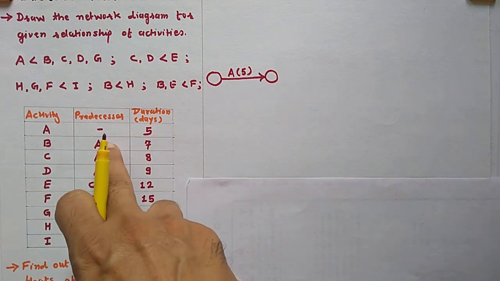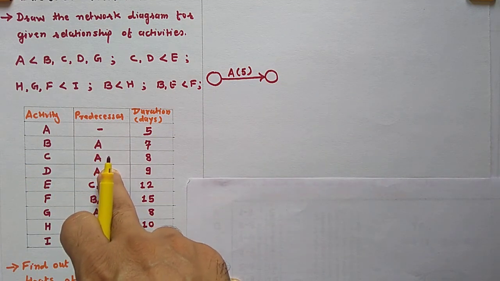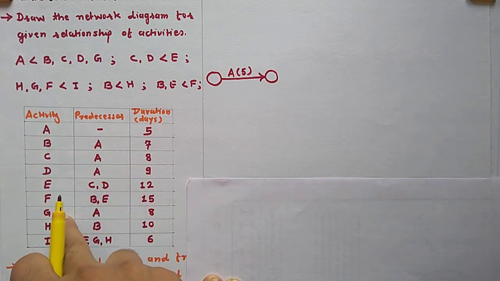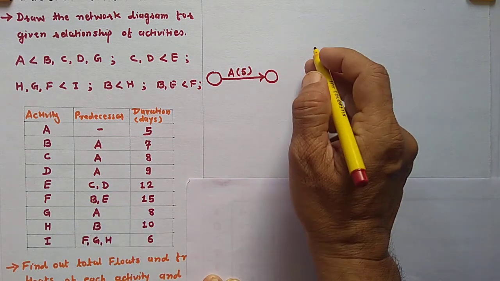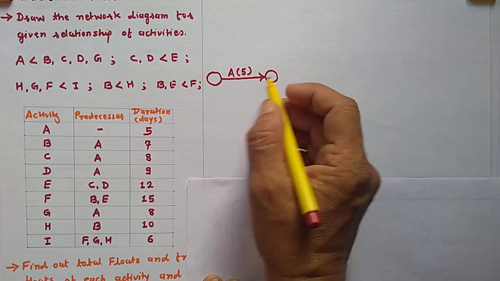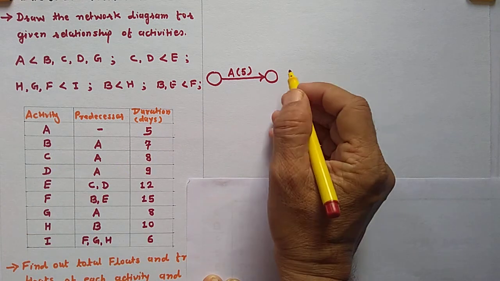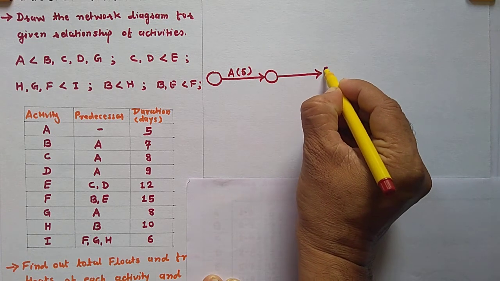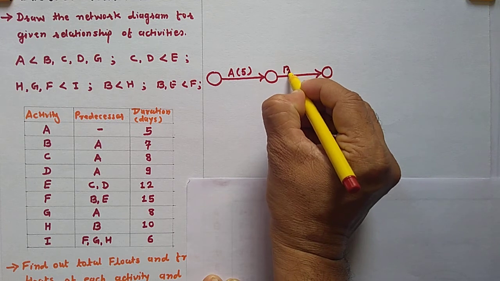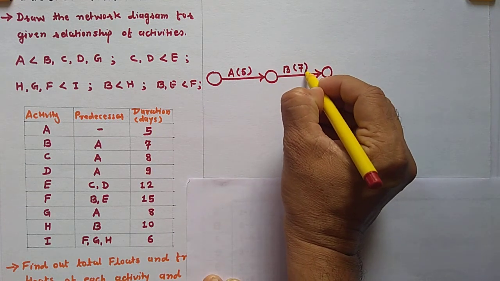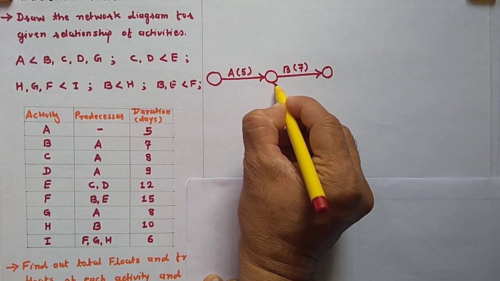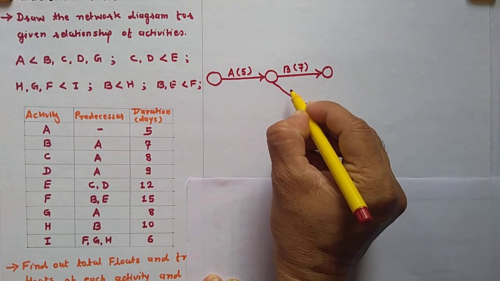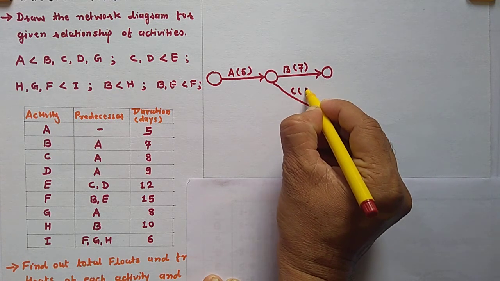Then activities B, C, D and G, these 4 activities have A as predecessor, so from here 4 activities will start. I will draw B, C and D. I will draw B over here. This is activity B, the duration is 7 days. Then this is activity C, the duration is 8 days.